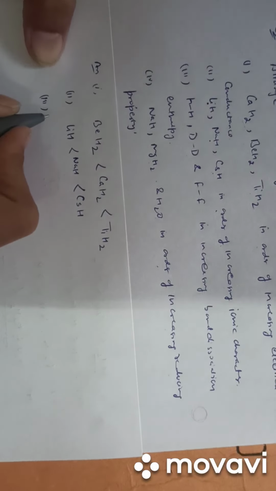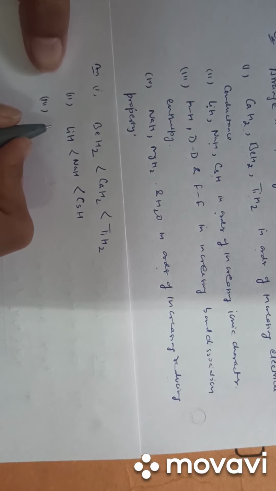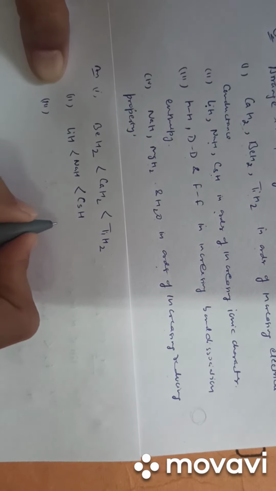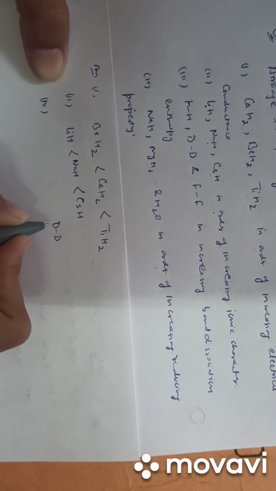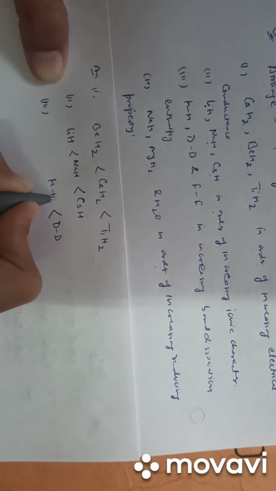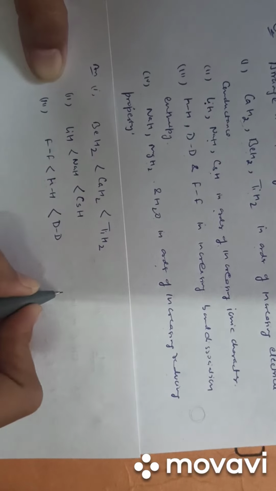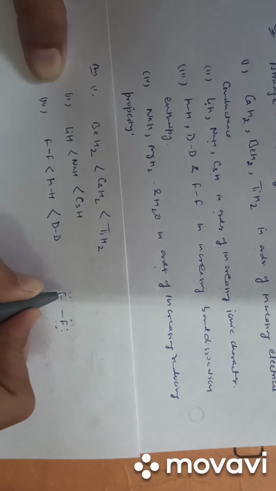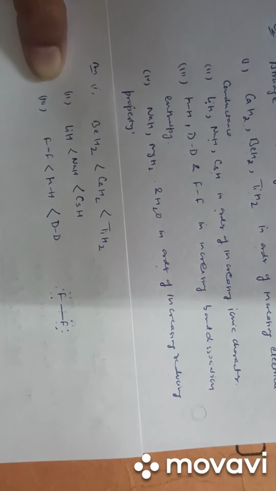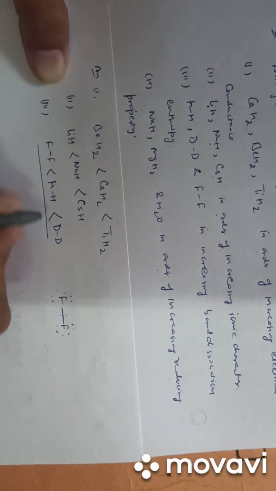Next question is, hydrogen, deuterium and fluorine in increasing bond dissociation enthalpy. In case of deuterium, due to the greater nuclear charge, the D-D bond pairs are strongly attracted toward each other, so it is difficult to break the bond. Bond dissociation energy of deuterium becomes high as compared to that of hydrogen molecule. And fluorine has least bond dissociation energy because each fluorine has 3 lone pairs and size is also very small, so greater inter-electronic repulsion causes the bond pair to stretch, so bond becomes weak and dissociation energy becomes least. So this will be the order.